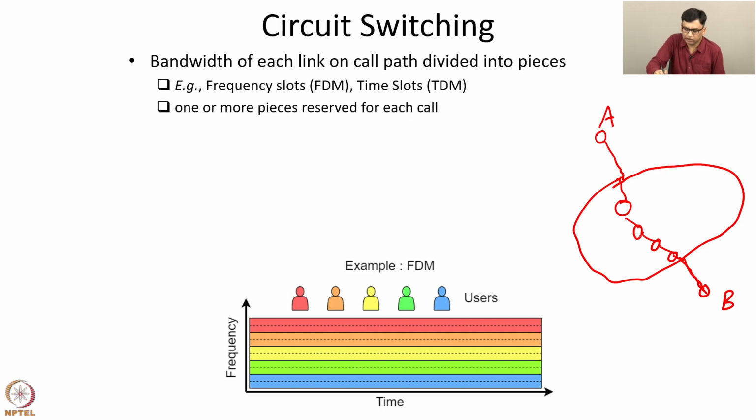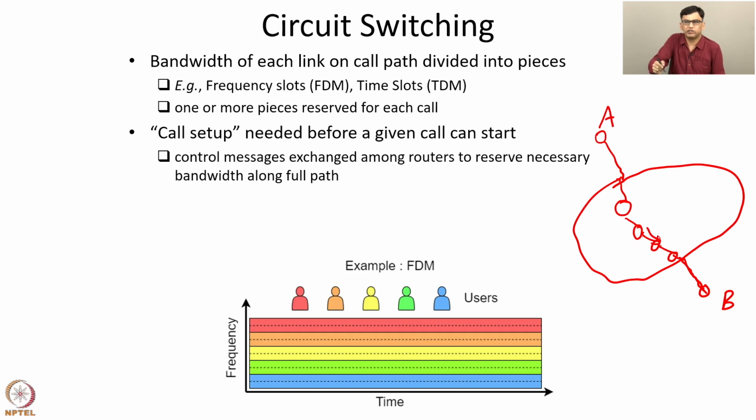So for example, on this link, there might be 100 pieces, and one piece might be reserved for each call. Call setup is required before a given call can start. In call setup, control messages are exchanged among the routers of the network, and they reserve the necessary bandwidth along the full path from A to B. In this example, control messages are exchanged among different routers to reserve the required bandwidth for this call.